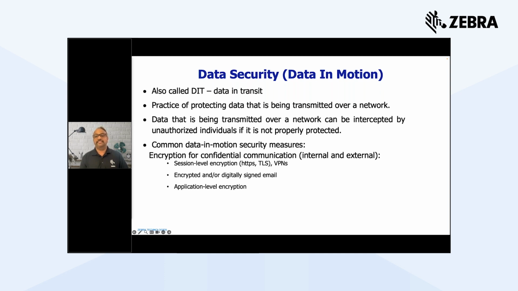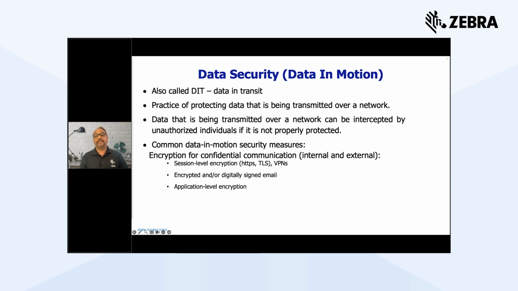VPNs are another way to protect your data in motion, or data in transit. It creates a secure channel over a public network, such as the internet. This allows you to transmit data securely between two devices, even if the public network is not secure. Encrypted.